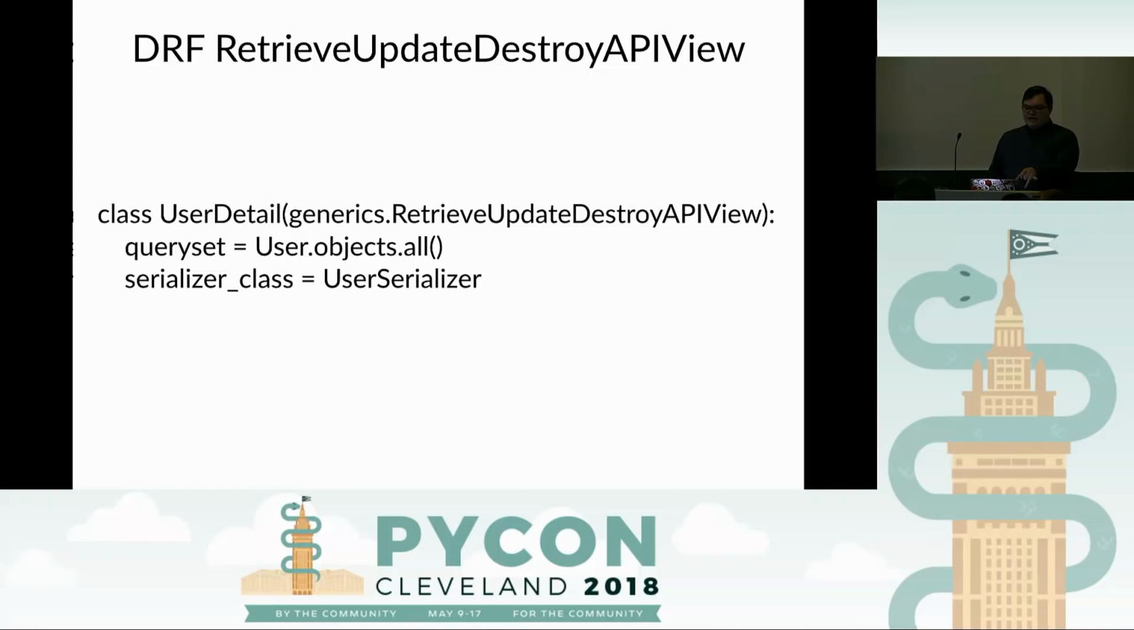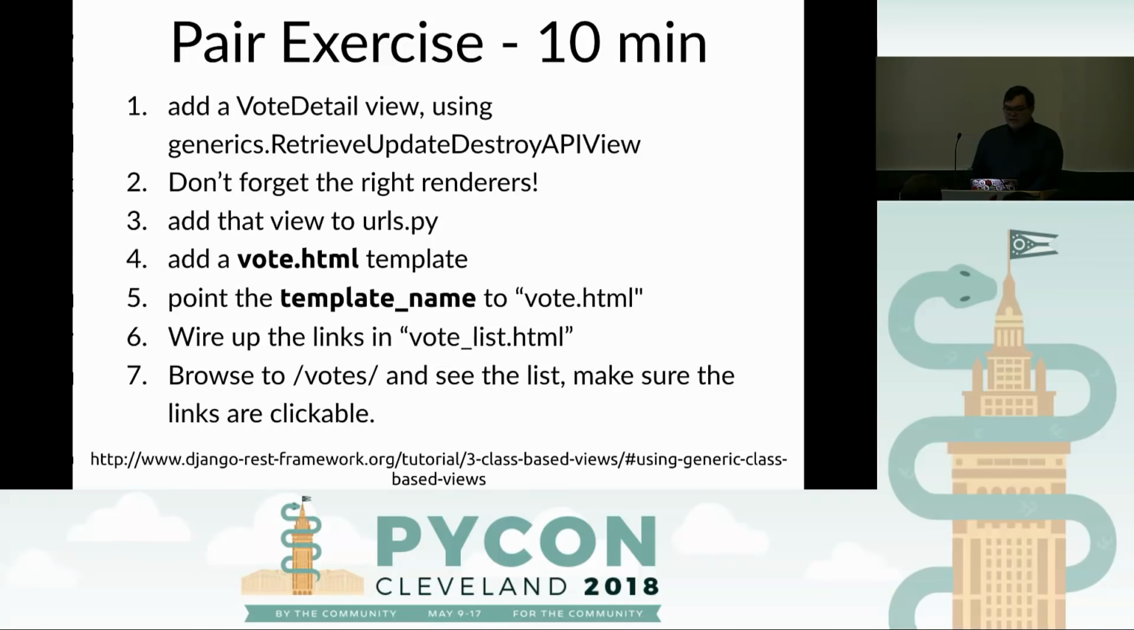This is an example. You'll notice that it looks really similar to the vote list view that you created. And so this pair exercise is basically do the same thing that you just did, but instead of using a vote list view, use a vote detail view. So you've already got generics imported. Don't forget to add the renderers. Don't forget to add that view to urls.py and make a vote detail template where this time the context object is going to be vote.